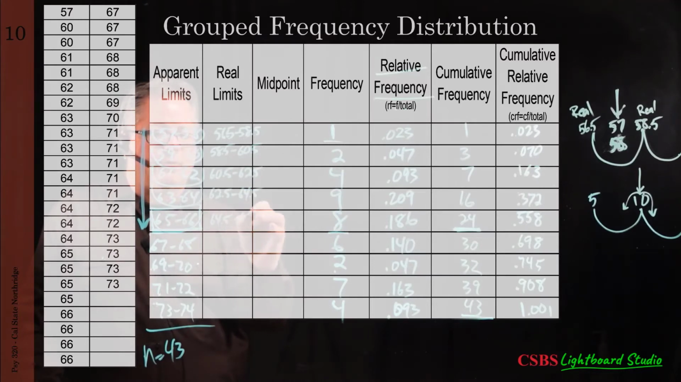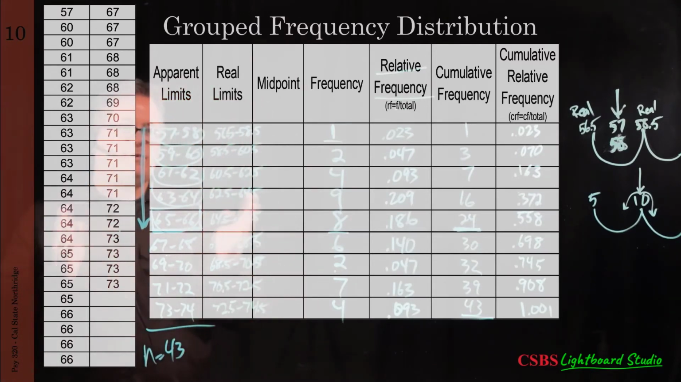64.5 to 66.5, 66.5 to 68.5, 68.5 to 70.5, 70.5 to 72.5, and then 72.5 to 74.5. So those are all the real limits.